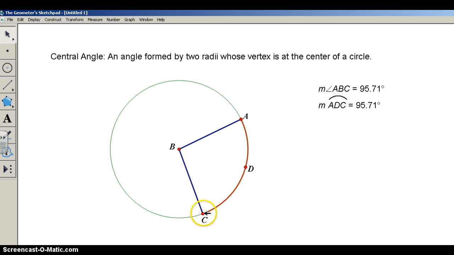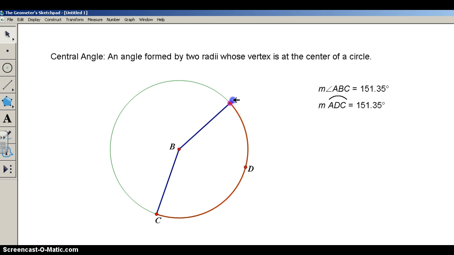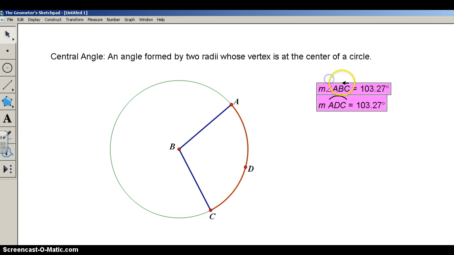And watch, as I move my endpoint of my radii, you can see that the central angle is always the same degree measure as the arc, and vice versa. So even if I go like this, oh no, we want to stay under 180 degrees. Sketchpad always measures the acute angle, so we want to look at that acute angle. So the central angle is the same degree measure as the intercepted arc.